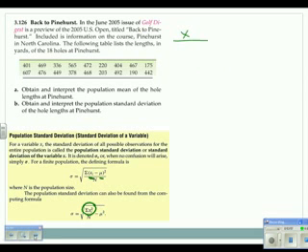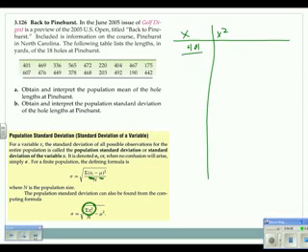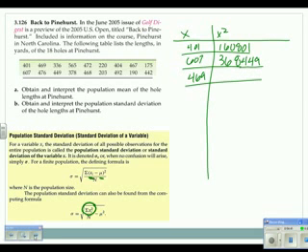So we would need to do x and x squared. So 401, and the square of 401 would be 16... Is that right? Did I mishear you? Okay. And then 607 squared would be 368. Thank you. And then 469 squared, 219961. Okay.